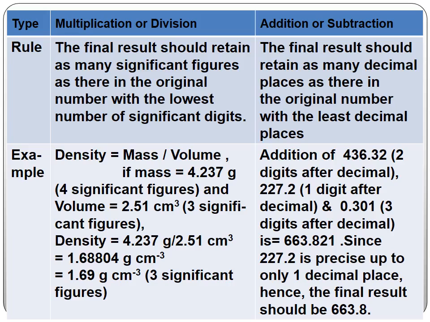Since 227.2 is precise up to only 1 decimal place, the final result should be rounded off to 663.8. As the final result should have the same number of decimal places as seen in the number 227.2, which has 1 decimal place. This is the way by which the rule is employed.